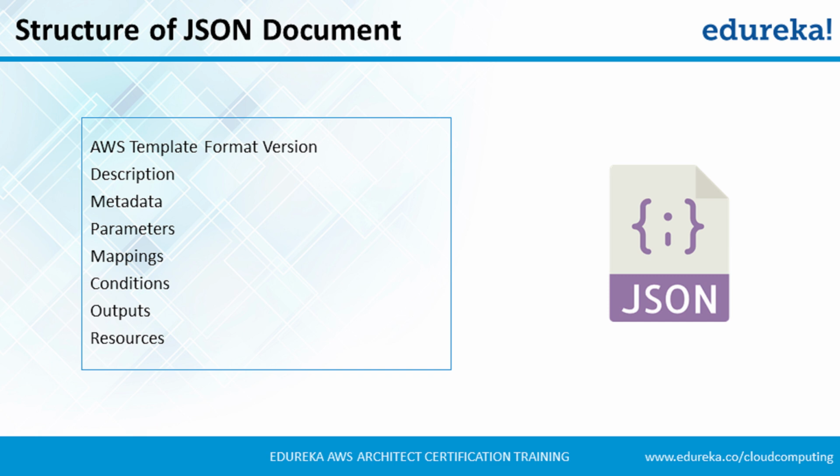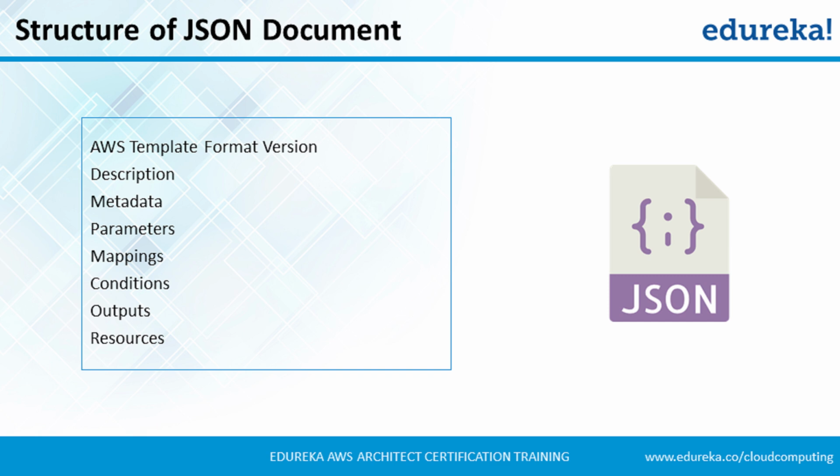The first field will be the AWS template format version. This will basically contain the version of your template. Next up is the description. Description is a text-only field wherein you'll be describing your template in words. If I'm a user and I want to know what your JSON does, without reading your JSON script from beginning to end, I can read the description in simple English and understand what your JSON script will do.